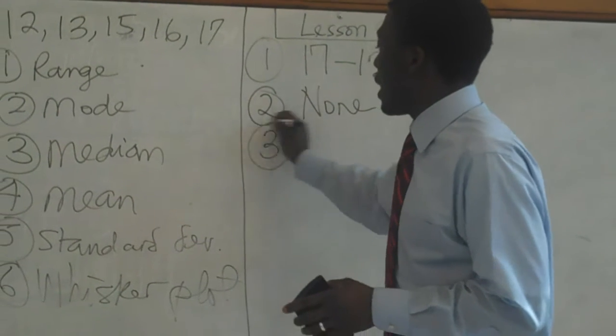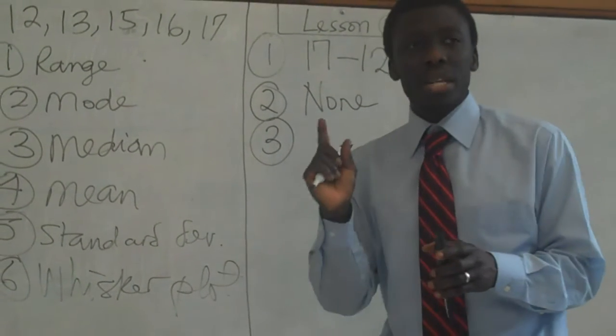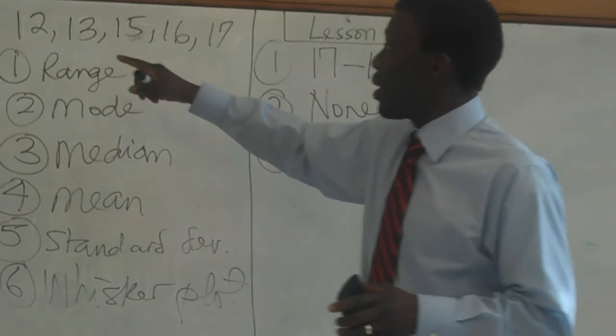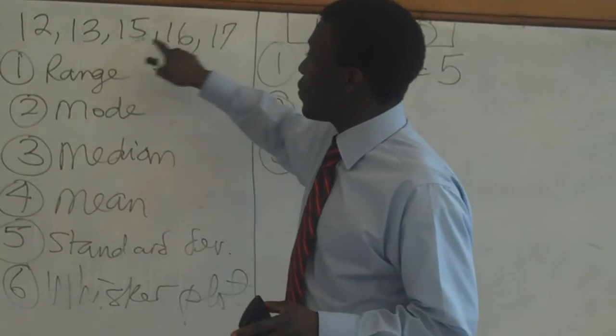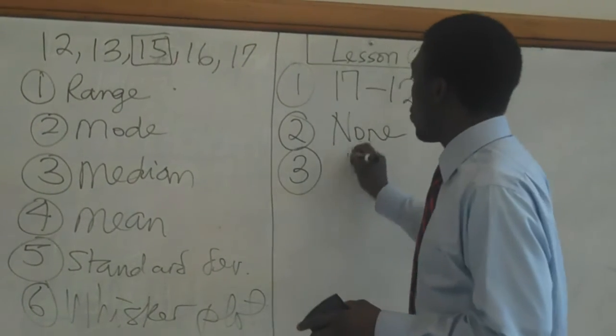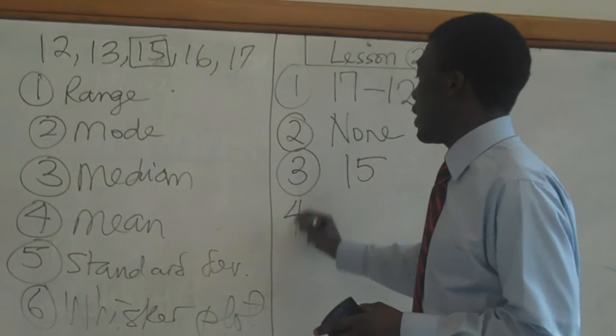We move on to the median. The median is the middle term after you've arranged it from the lowest term to the largest term. So we arrange it 12, 13, 15, 16, 17. The median will be 15, the middle term. So we'll say the median is 15.